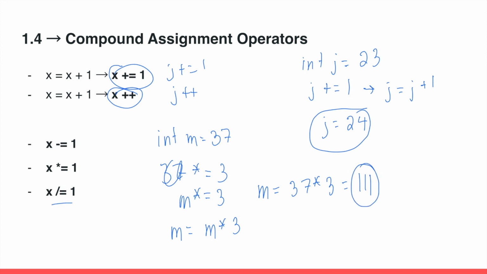Same thing with division right here and subtraction right here. If we had int, let's say f equals 21, we did f -= 2. That means the new value of f is going to be the current value of f minus 2, so 19. If we print out f now, we'll get 19. That's how compound assignment operators work.